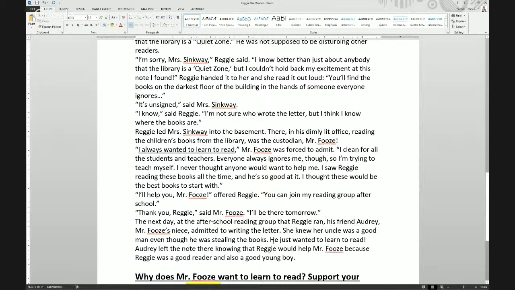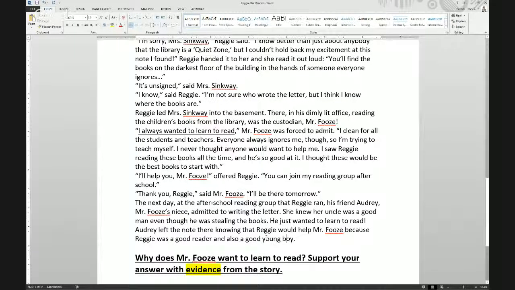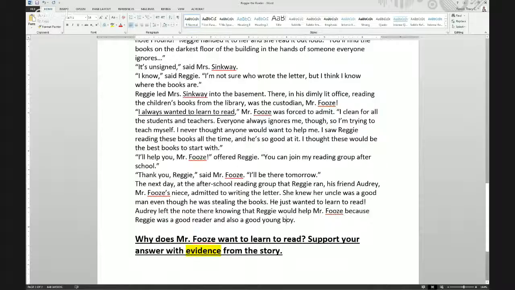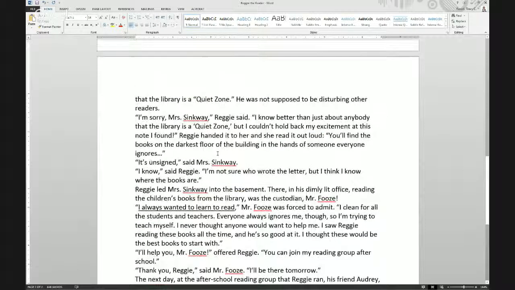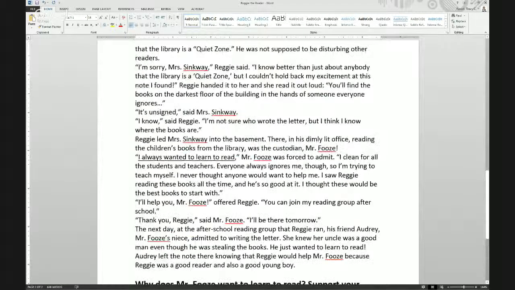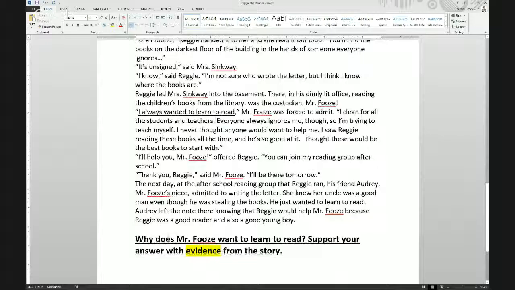Okay, so I only underlined one part, but I'm glad I did because it's going to make me go back and only reread this paragraph. If I didn't underline it, then I'd have to scan this whole story trying to find where the answer might be. Why does Mr. Foos want to learn to read? It's somewhere up here. It says, I always want to learn to read. Mr. Foos was forced to admit, I clean for all the students. Everyone always ignores me, so I think that's part of it. He feels a little bit lonely.